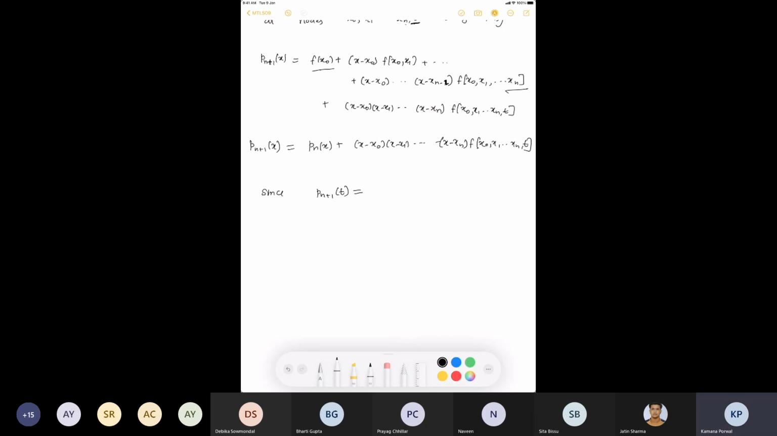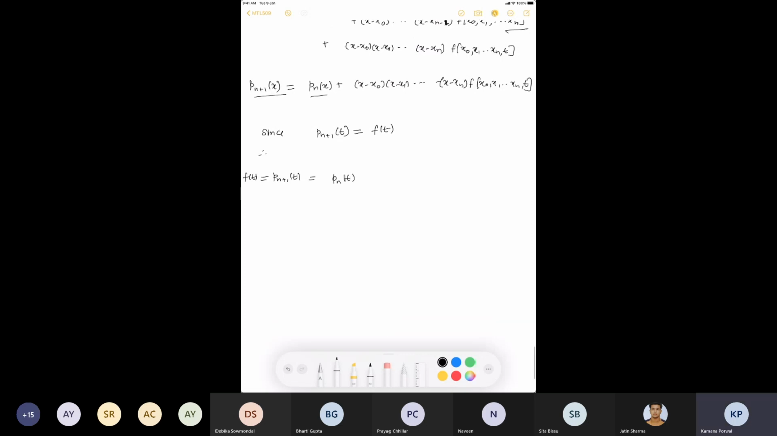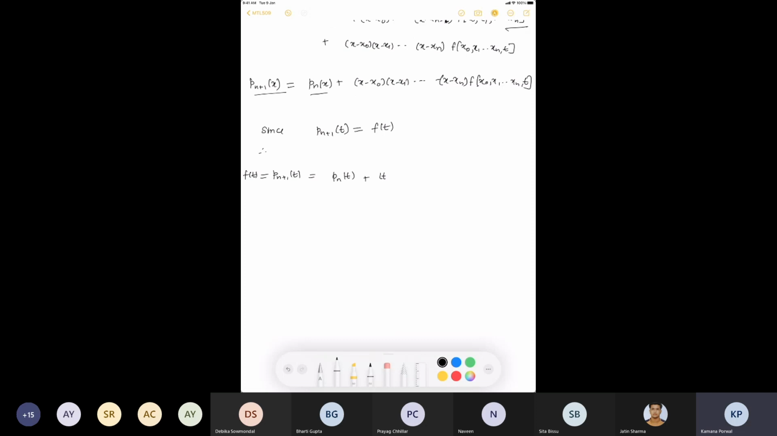f of t. So if I take x equal to t in this equation, what will I get? I will get p_{n+1}(t), which is the same as f of t. So this equals p_n evaluated at t plus (t minus x0)(t minus x1)...(t minus xn) multiplied by the (n+1)th order divided difference of f at these nodes.